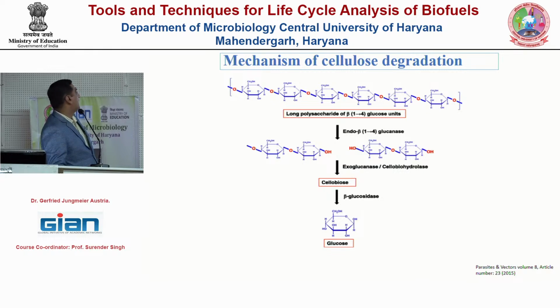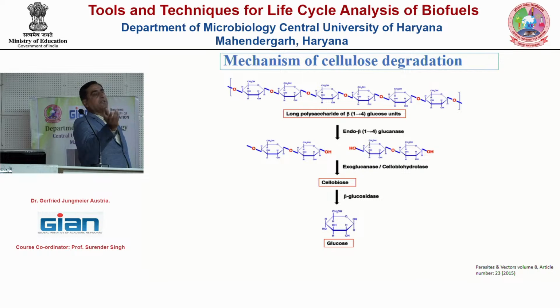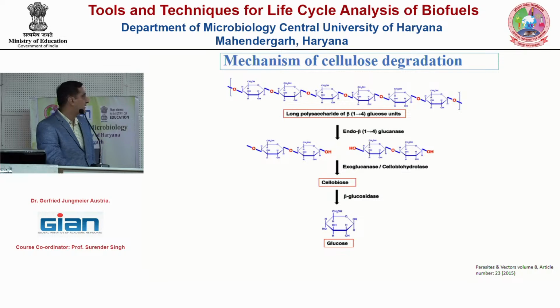To break them, the first one is glucanase. We call it endo and exo basically. So exo acts on the terminals. We have a reducing terminal and a non-reducing terminal. It acts on both terminals, and as a result it gives us cellobiose. Cellobiose is an oligosaccharide, more specifically a disaccharide. So we are getting a disaccharide linked by beta 1,4 glycosidic linkage.